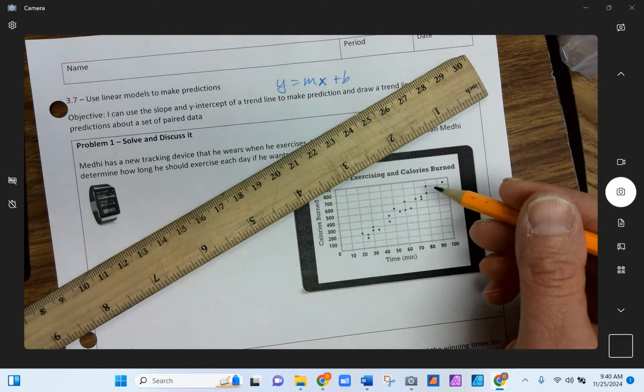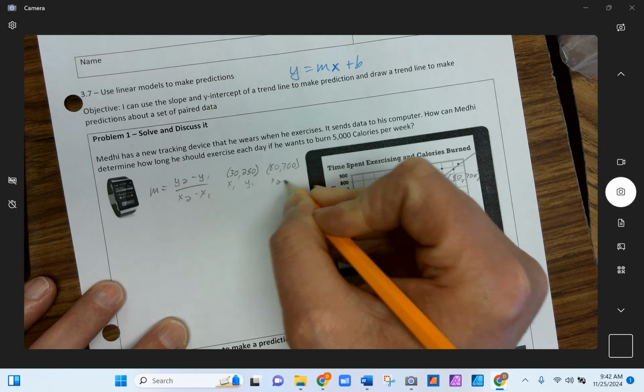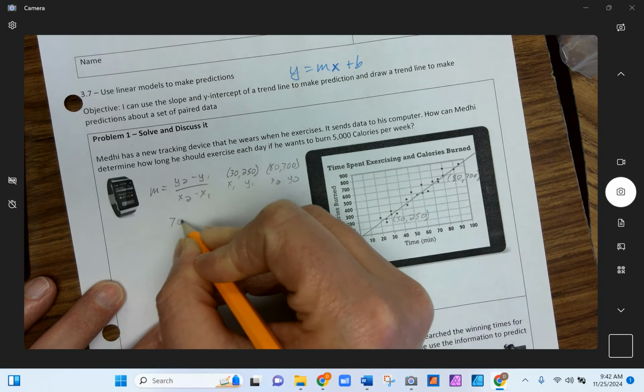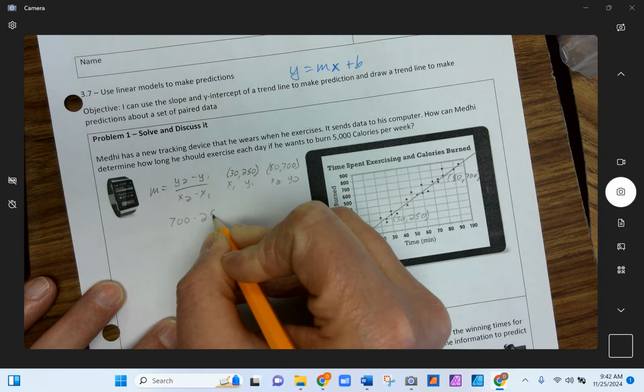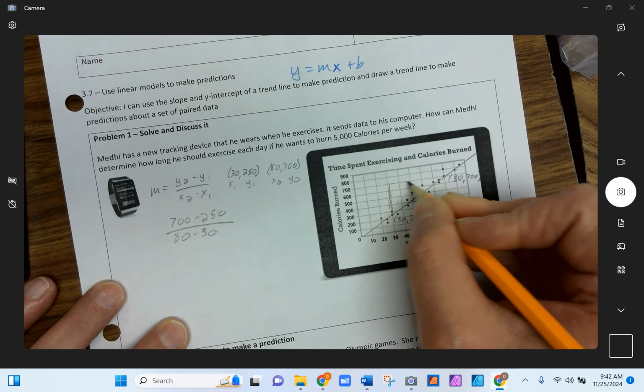Okay. So what I can do here is use my slope formula, right? So m equals y2 minus y1 over x2 minus x1, and I got my two points here. My first point is (30, 250), and then (80, 700). Okay, x1, y1, x2, y2. So 700 minus 250 on top, and then 80 minus 30 on the bottom. Again, it's just the difference. 700 and 250 is just the difference that we would do if we were doing rise over run, right? Same kind of thing.